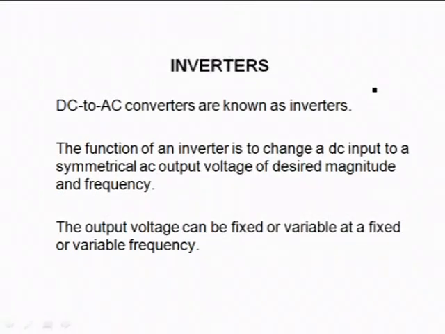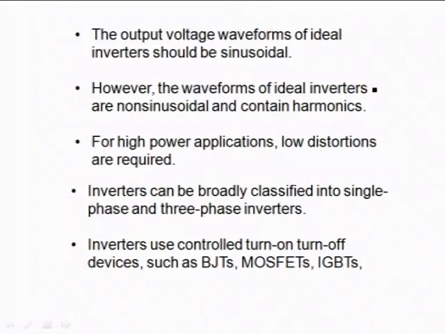Already you know DC to AC converters are known as inverters. The function of an inverter is to change the DC input to a symmetrical AC output voltage of desired magnitude and frequency. The output voltage can be fixed or variable at fixed or variable frequency. The output voltage waveform of an ideal inverter should be sinusoidal. However, the ideal case usually does not exist. It will be non-sinusoidal and contains harmonics. For high power applications, low distortions are required.